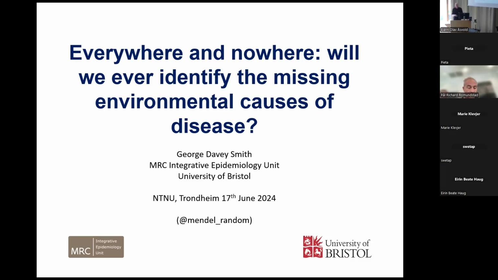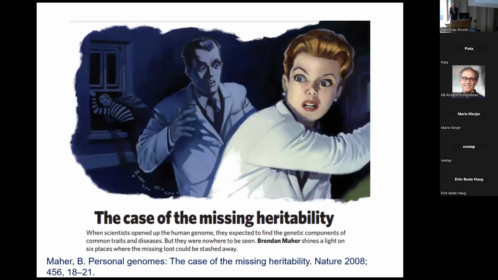I'm going to talk about the role of epidemiology in uncovering novel, new, unknown, so far unidentified causes of disease. Some of you who've been involved in genetic epidemiology a long time ago might remember this famous paper or discussion piece in Nature, which was the case of missing heritability.